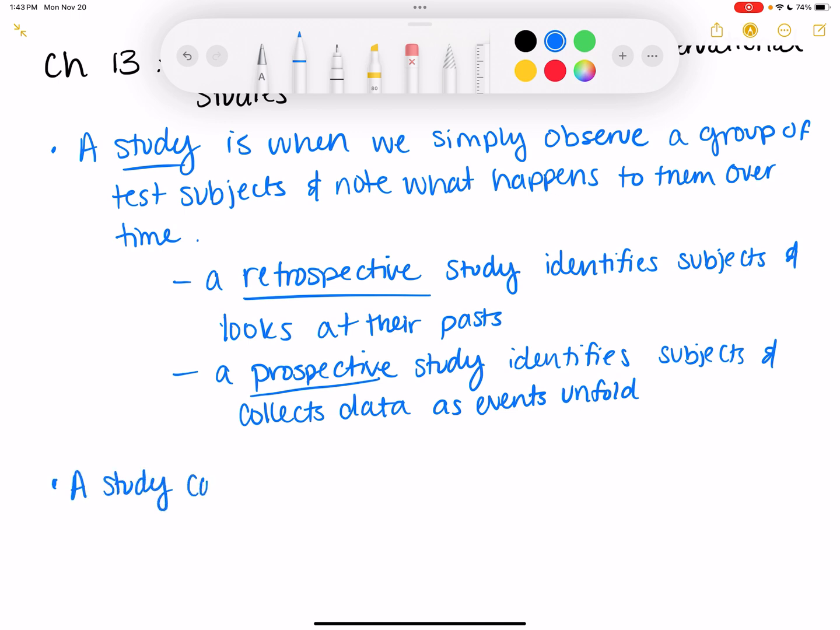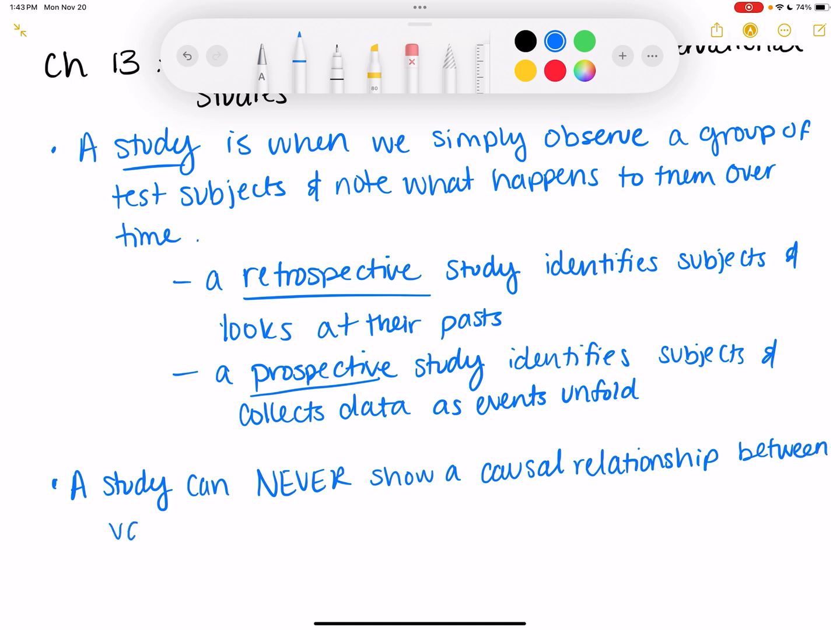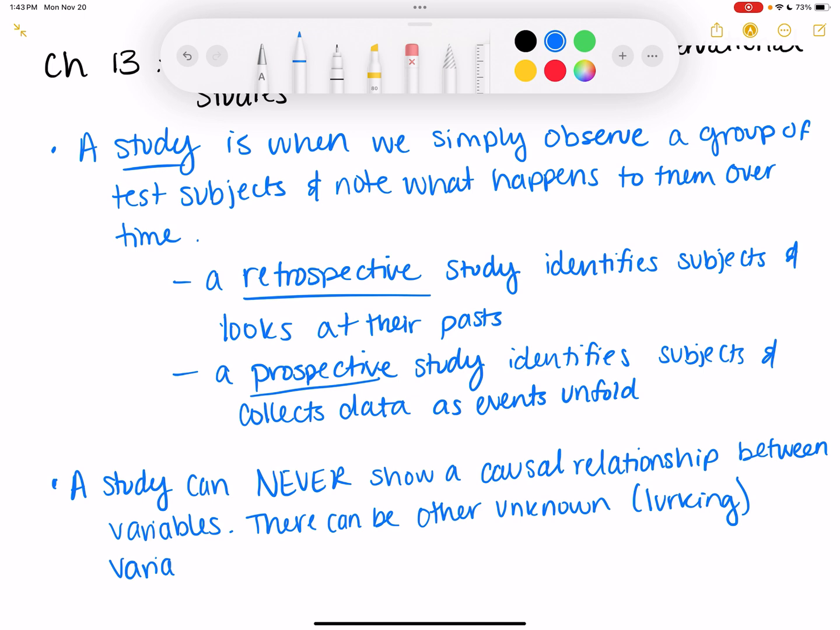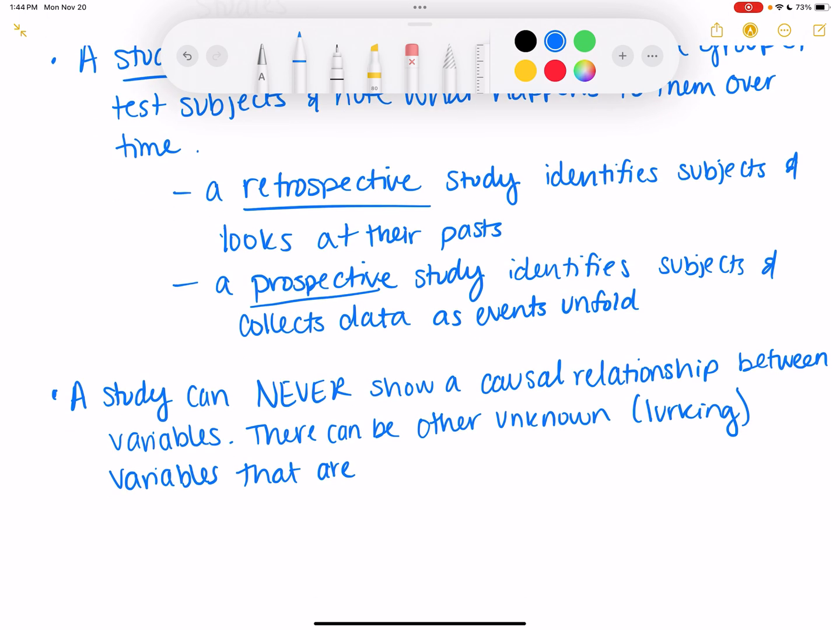A study can never show a causal relationship between variables. There can be other unknown or lurking variables. They aren't gone. They still exist even in chapter 13. They've just been lurking since then, and they are actually causing the effect we see.